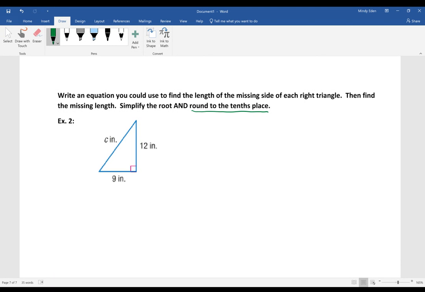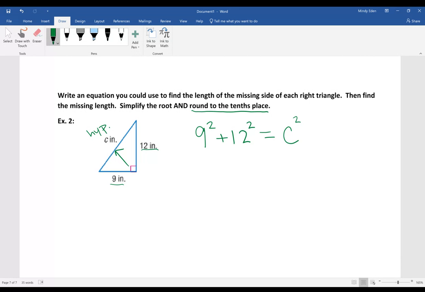So on our first thing, we need to identify the legs. So I know we've got 9 and 12, and across from the right angle is always going to be the hypotenuse. So I identify that first. So I can make A or B 9 or 12, it will not matter. So I'm going to use 9 squared plus 12 squared. And that always equals whatever hypotenuse is, which we don't know, so we're going to let that be C squared.